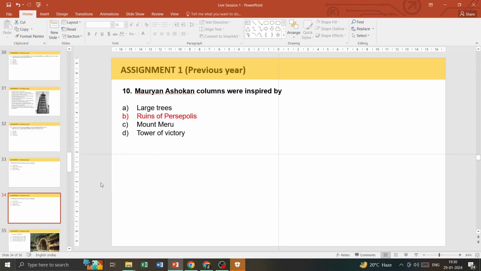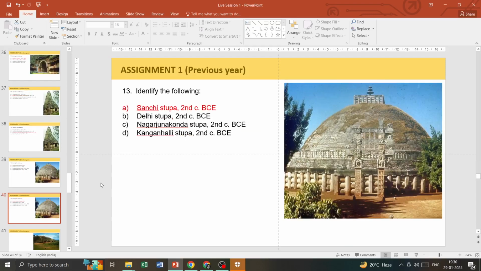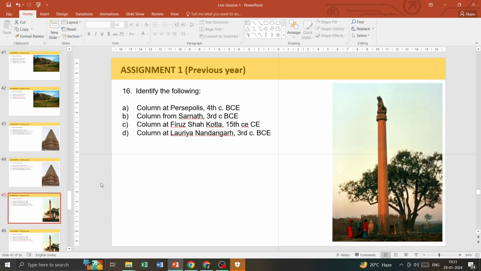Then, identify the following. This is a Chaitya at Bhaja in Maharashtra. Then this temple is Kandariya Mahadev temple in Khajuraho. Then this is Sanchi Stupa in Sanchi, Madhya Pradesh. Then this is Barabar caves in Bihar. Then this is Brihadeshwara temple, Tanjore, 11th century CE, one of the largest temples of that time. Then this column at Persepolis, column from Sarnath, column at Firuz Shah Kotla, and column at Lauriya Nandangarh.